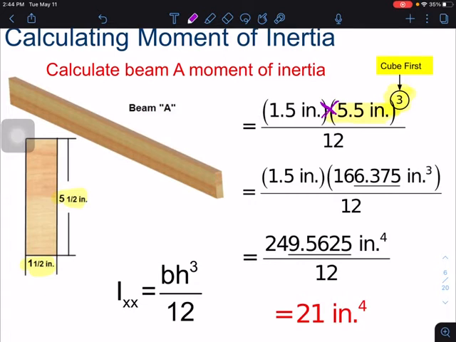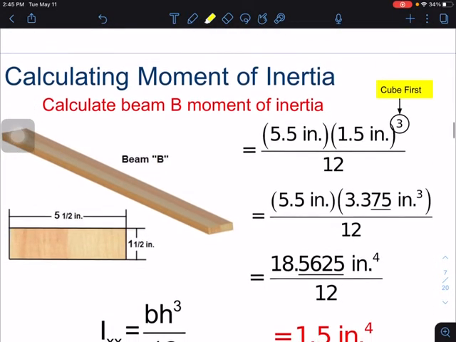So this is the math. You just punch these numbers into decimals. Again, make sure that you do 5.5 cubed first and then multiply by 1.5, divide by 12, and that will give you an answer of 21. That's the moment of inertia in the joist position.